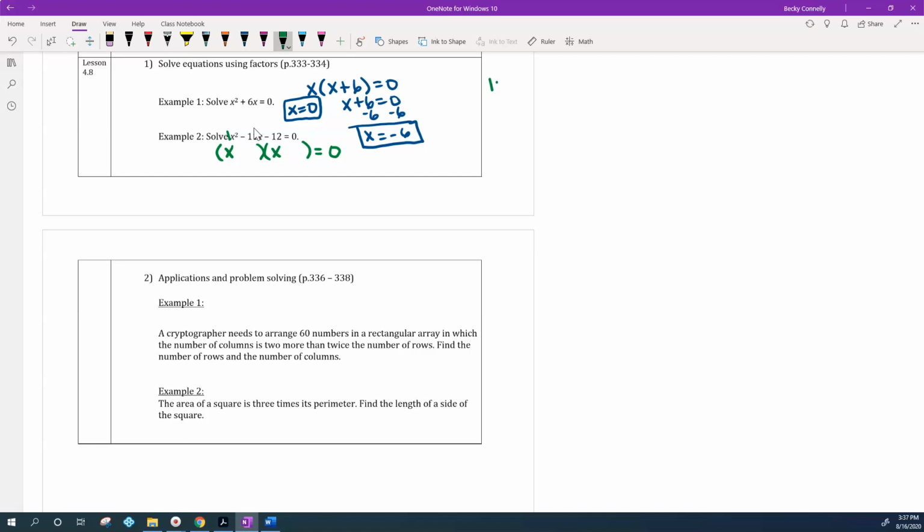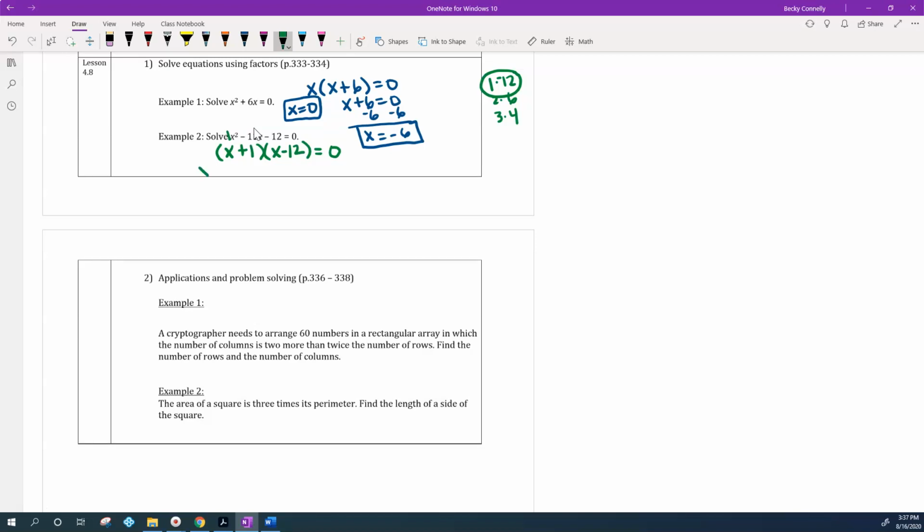If you do 1 times 12, 2 times 6, 3 times 4, the only way to get to that negative 11 in the middle is to choose 1 and 12, where 12 is negative. So x plus 1 and x minus 12.